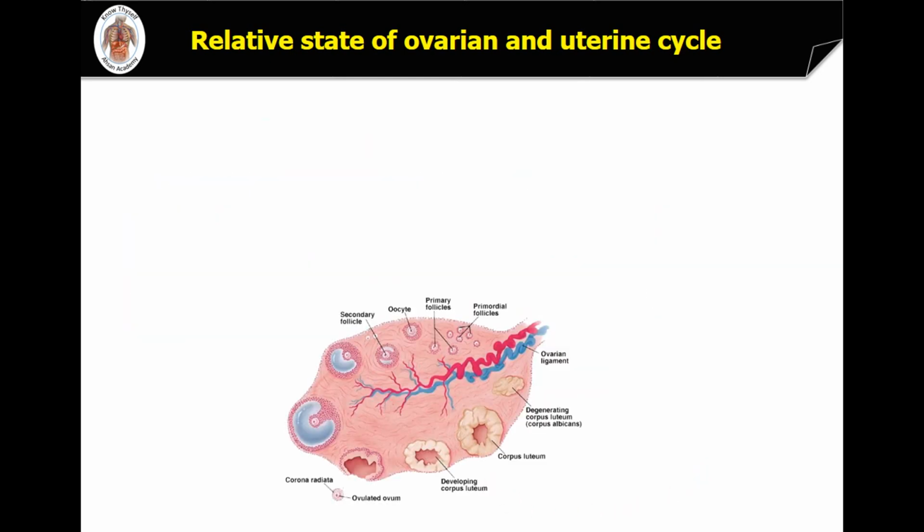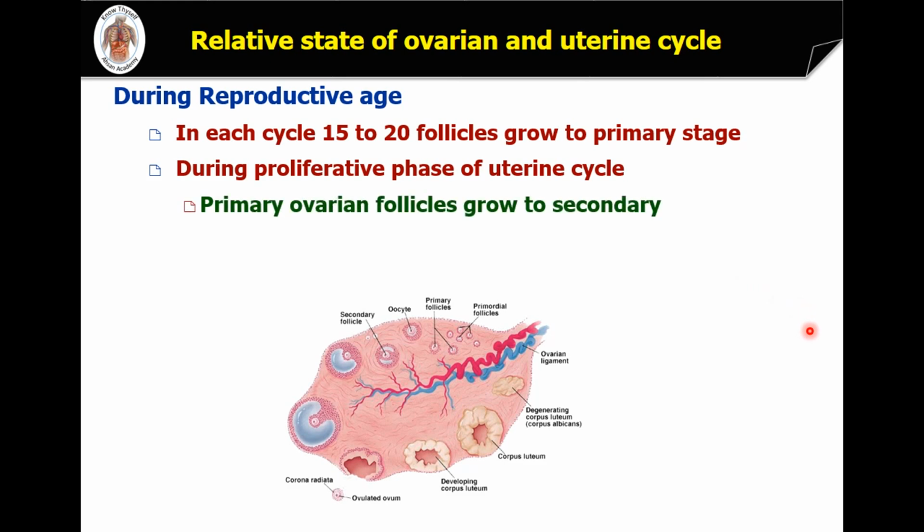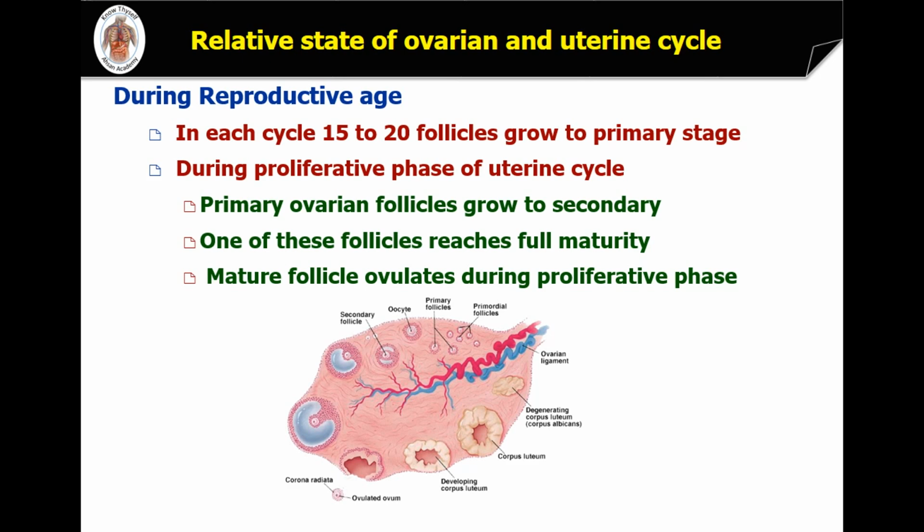During the reproductive period, that is, the reproductive age that extends between puberty and menopause, in each cycle 15 to 20 follicles grow to the primary stage. And during the proliferative phase of the uterine cycle, the primary ovarian follicle grows to the secondary, and the follicle reaches full maturation gradually. Antral stage, then the Graafian follicle is formed, and the uterus is still in the proliferative phase.